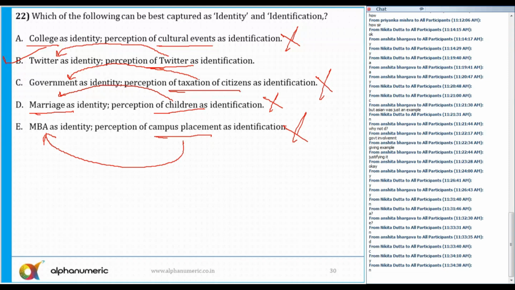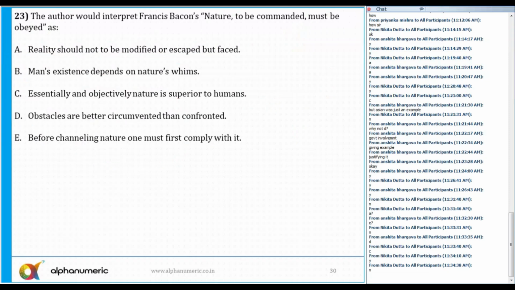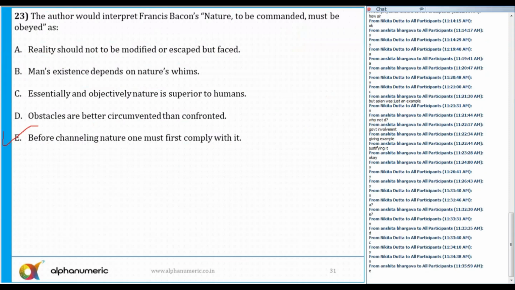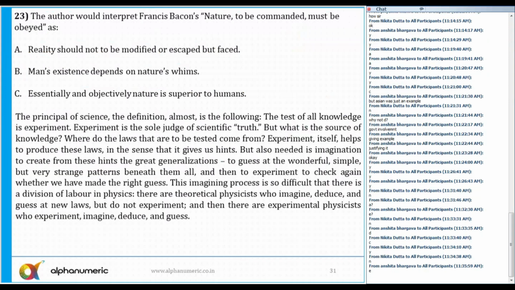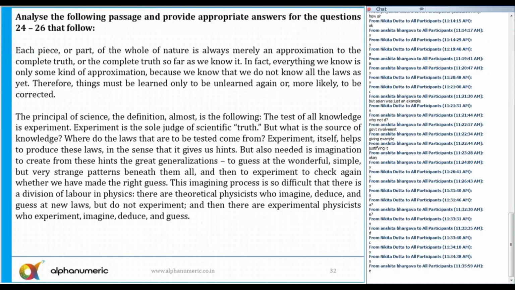Question number 23. The author would interpret Francis Bacon's nature to be commanded must be obeyed as, very simple, number E. Before channeling nature, one must first comply with it. Absolutely. Answer for this question should be E. If this is clear, let's move to the last three questions of this paper.